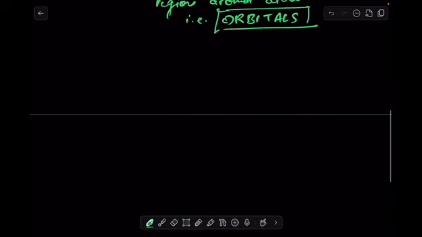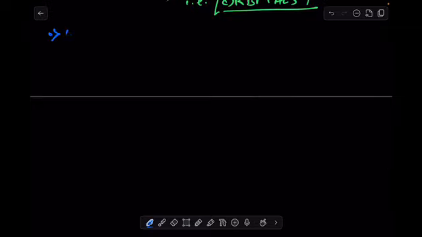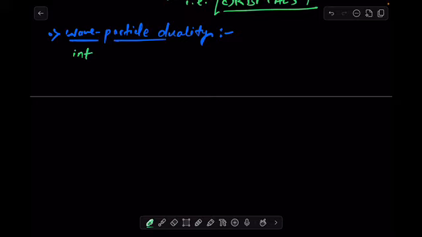So if we look at the key features of the quantum mechanical model, the first one was wave-particle duality. That was introduced by de Broglie, de Broglie's hypothesis.